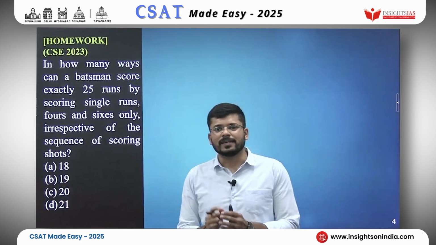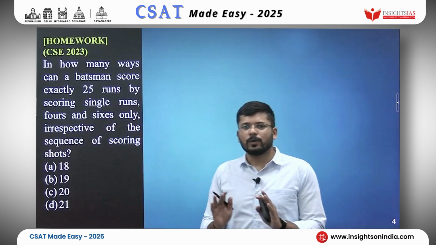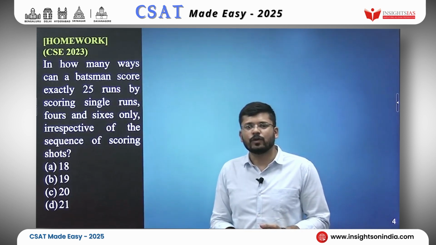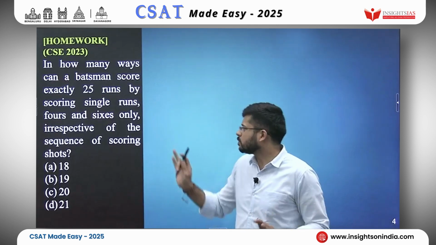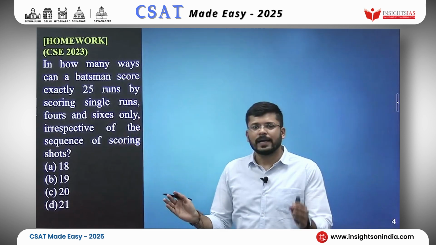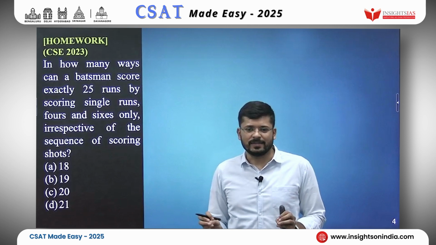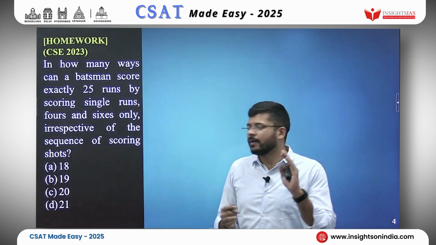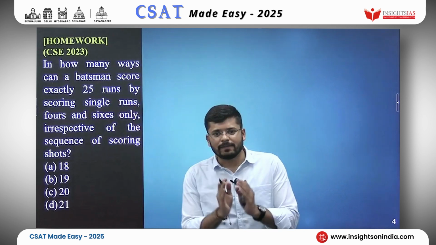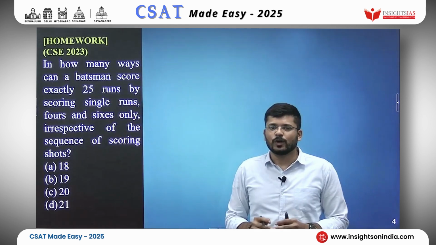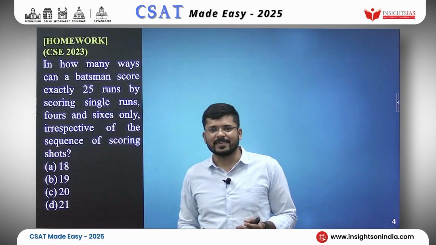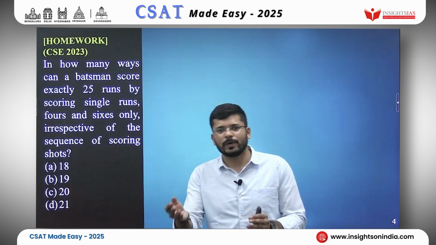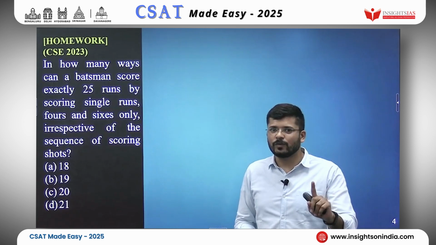The question is telling us that there is a batsman who can score in only 3 ways. Either he will get a single run, or he will hit a 4, or he will hit a 6. By doing just these 3, he needs to pile up 25 runs. And in how many ways can he do it? For example, if he takes 4 sixers, then 6 fours are 24. And if he takes 1 run, that would be 24 plus 1, 25. That is one way of doing it.